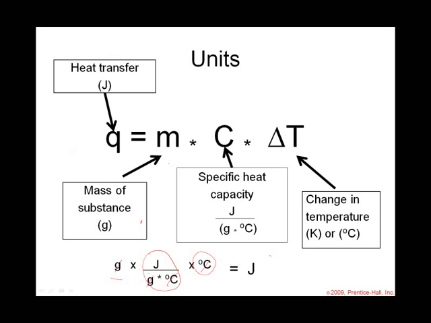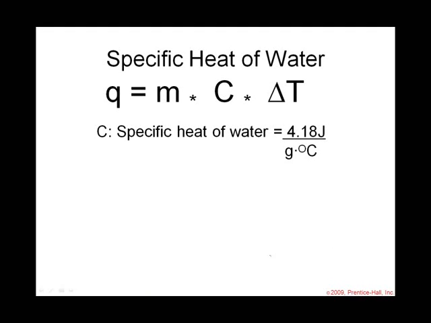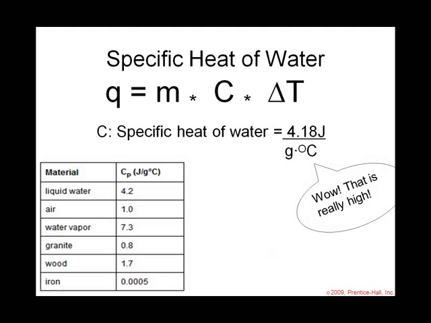Okay. Now, the specific heat of water you will use a lot, so you'll get to know 4.18 joules per gram degrees C. Okay? And it's a really high value. If you look at the value for water here compared to other substances, it's really high for liquid water and water vapor compared to things like air, wood, metal, which are really low.